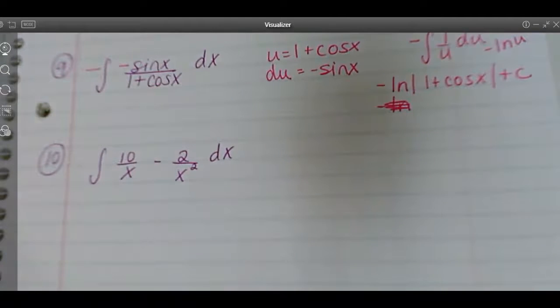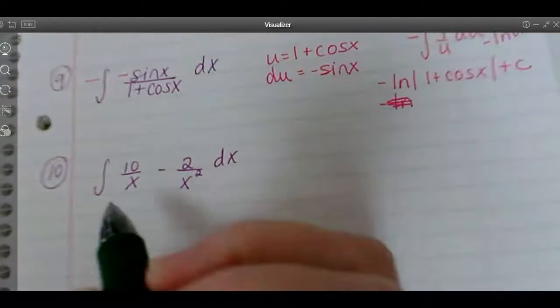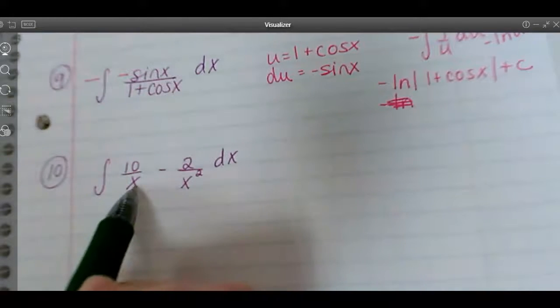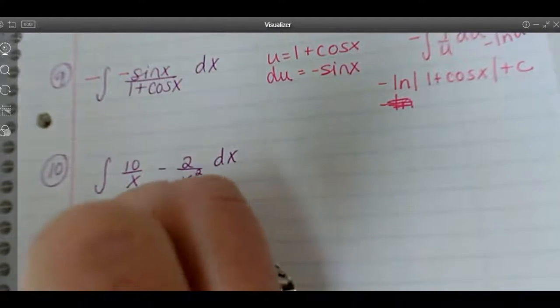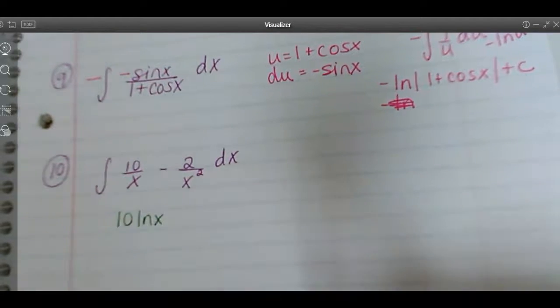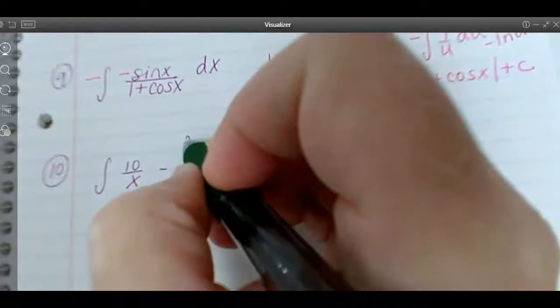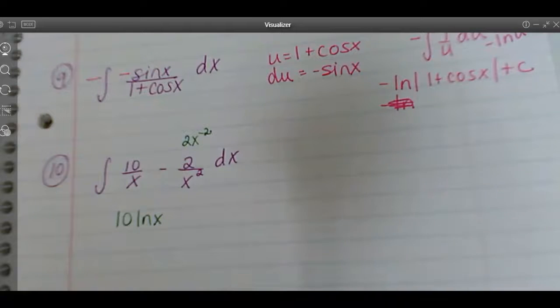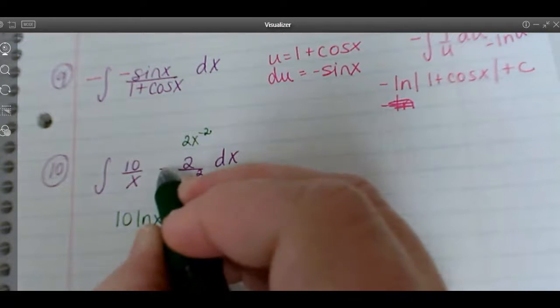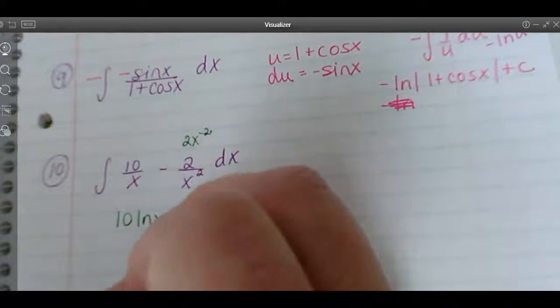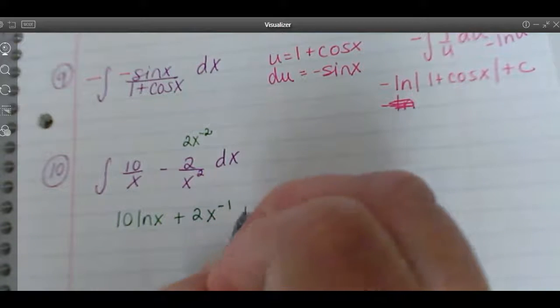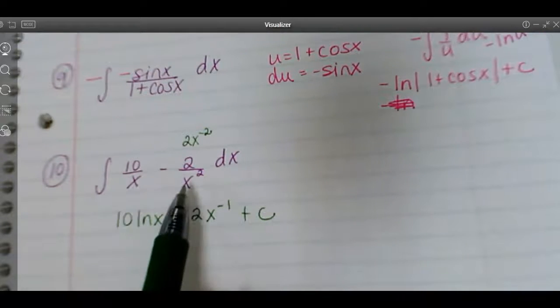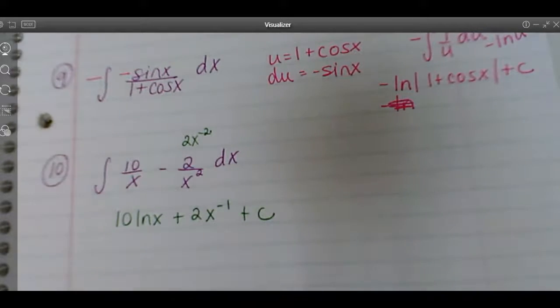Last problem was just to show you that you can combine all the rules. This is a natural log problem because we just have an x on the bottom, so this would be 10 natural log of x. This is a problem where we want to use the power rule, so we add 1, which is negative 1, and divide by it. So that negative and that negative is going to make it be positive, and then that's our answer. So we may use a natural log rule and a power rule in the same problem.